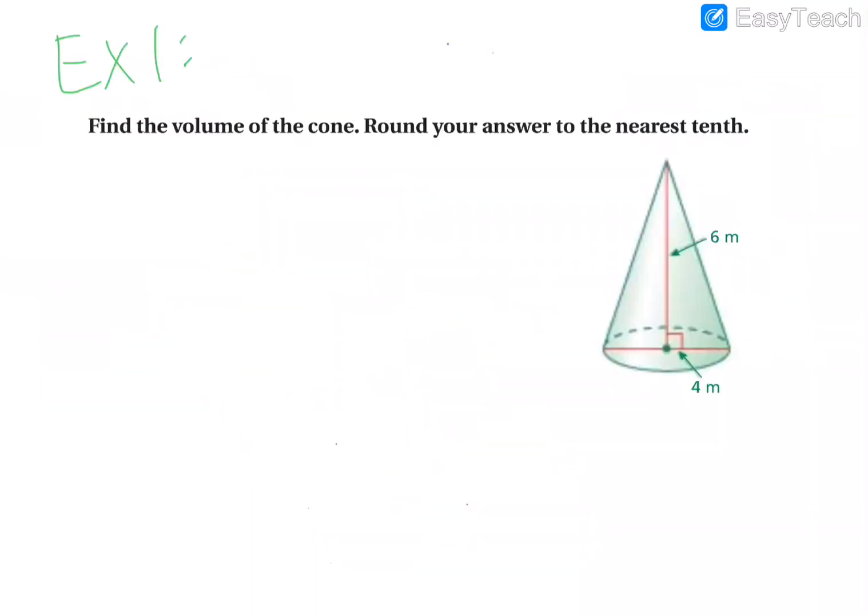Alright, so jumping into our first example, we have the diameter, we need the radius, so just divide it by 2, and then volume is pi times 2 squared times 6, all divided by 3. At this point, you can evaluate this however it makes most sense to you, whatever number sense makes it the easiest.